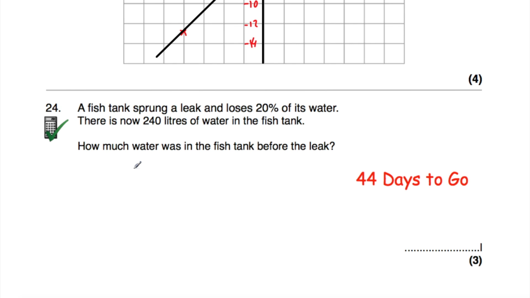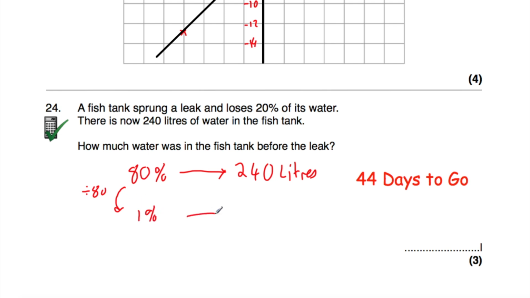We covered that. Now in terms of this question, we know that 80%, how much water is left in the fish tank, is equal to 240 litres. So we want to find out how much water was in the fish tank to begin with. So let's find what 1% is. So to find what 1% is, we'll divide by 80. So that would be 80 divided by 80 is 1. So 1% would be equal to, and it's a calculator question, so you could do 240 divided by 80, or you could just know it's 3, and then that's 3 litres.